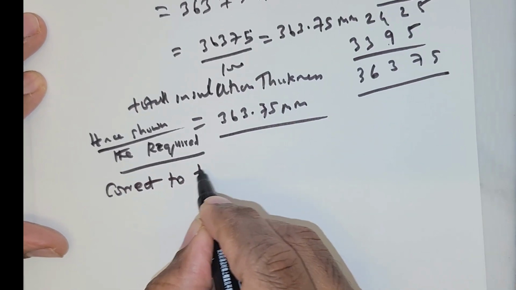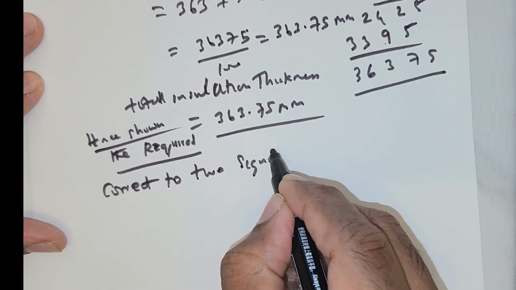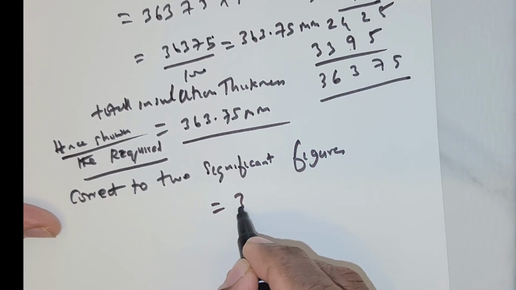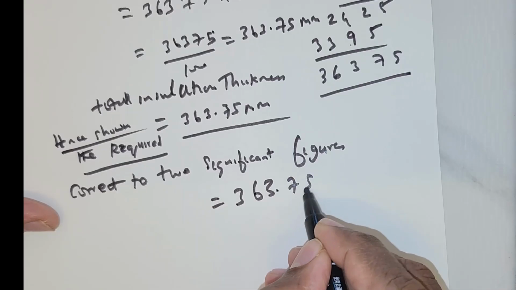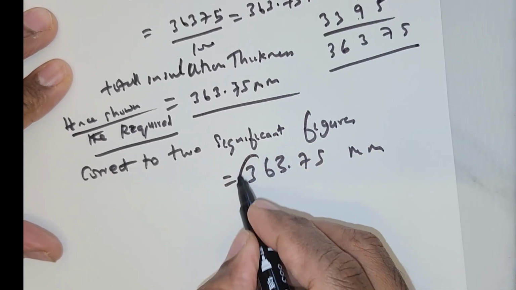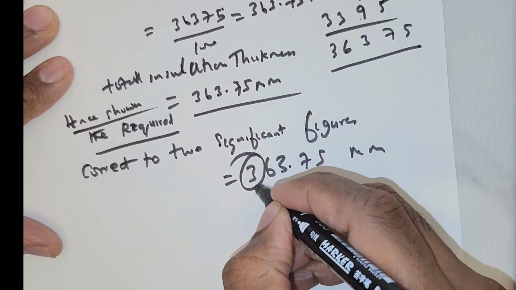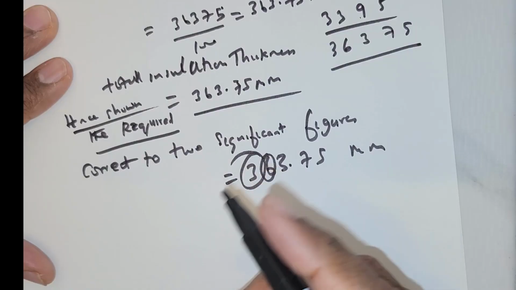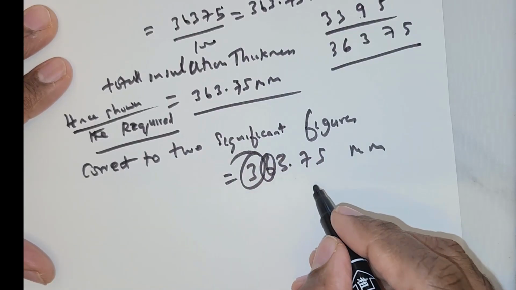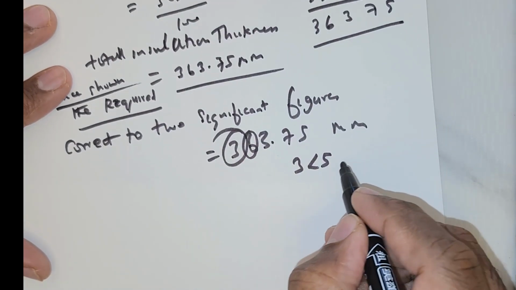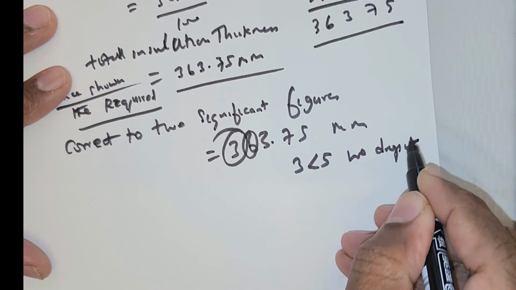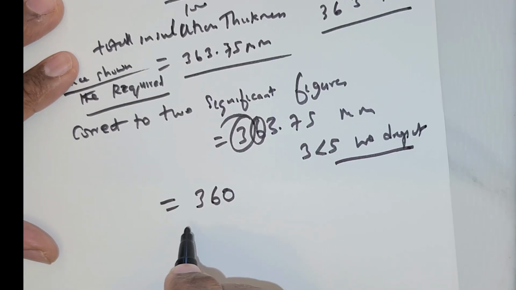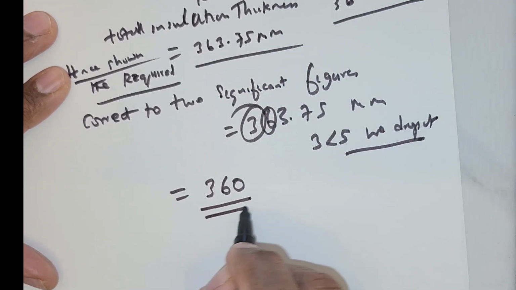Correct to two significant figures. See, what do you have? You have 363.75 mm. What are the significant figures here? First figure is 3, second figure is 6. So two significant figures only they are asking. Now this 3 is less than 5, so we drop it. So the value is going to be 360. That is the solution that they want.